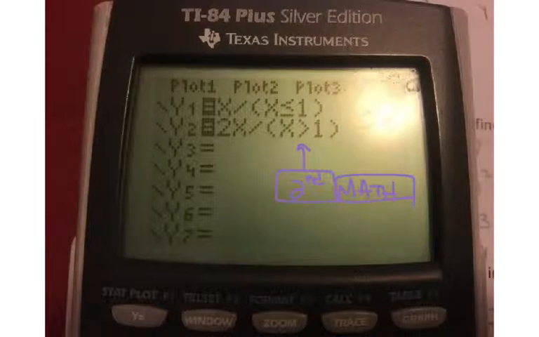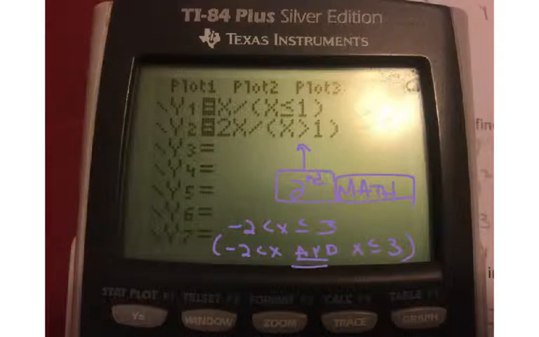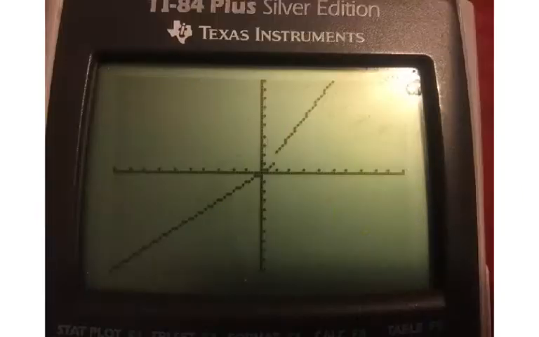Sometimes the domain restriction is a compound inequality, like -2 is less than x is less than or equal to 3. Although you can type that into the calculator, it does not recognize compound inequalities, so you would have to put the restriction -2 less than x and x less than or equal to 3 as your domain restriction. And "and" is also found under the test menu. You would just go to second math and then arrow 1 to the right to logic. Once you type that in, when you graph it, you should see this.